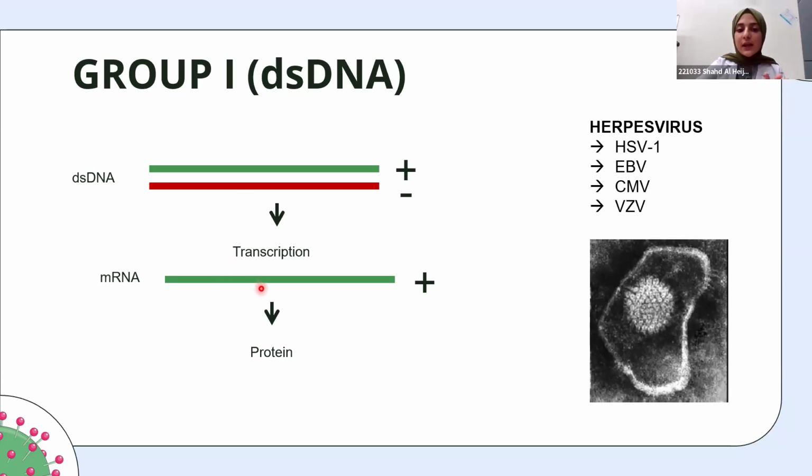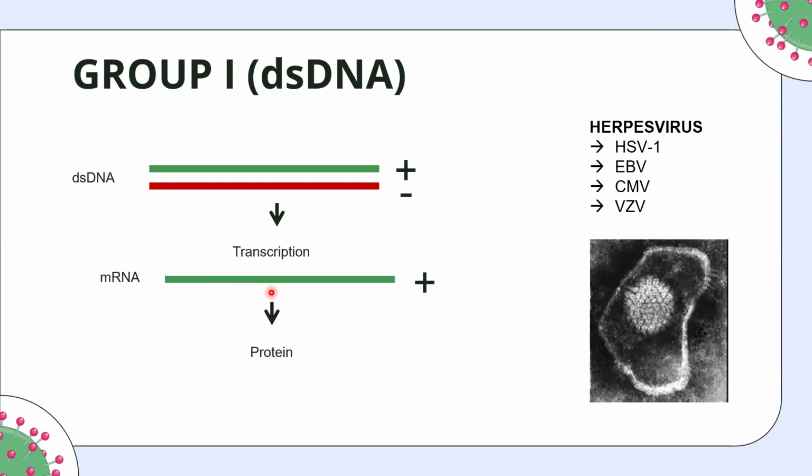Yes. In this case, you don't need to think about which one is the negative, which one is the positive. This is a double-stranded DNA. You're using it to make the mRNA, you assemble the virus. And this mRNA can be used to make proteins. This is found in herpes viruses such as HSV, EBV, CMV, VSV.